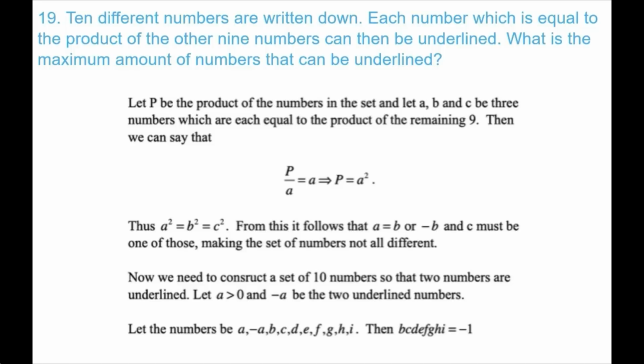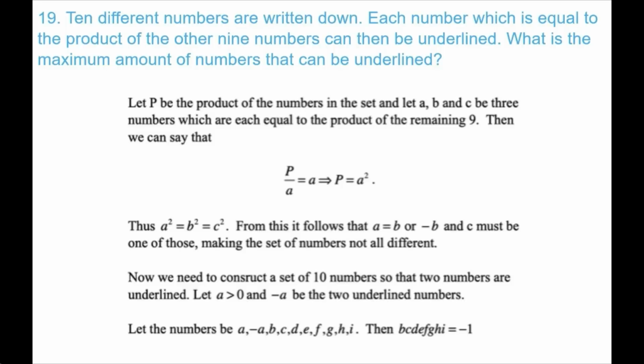10 different numbers are written down. Each number which is equal to the product of the other 9 numbers can then be underlined. What is the maximum amount of numbers that can be underlined? Let P be the product of the numbers in the set. And let's say there are 3 numbers, A, B, and C, which are each equal to the product of the remaining 9. So in this case, the numbers that we would underline are A, B, and C. Then we can say that P divided by A is equal to A, since the product of the other 9 numbers, excluding A, should be A, which gives us that the product of all the numbers is equal to A squared. In a similar way, we can prove this for B and C.